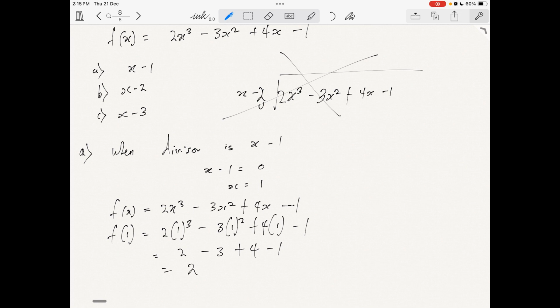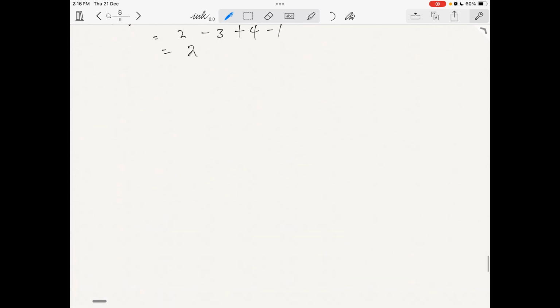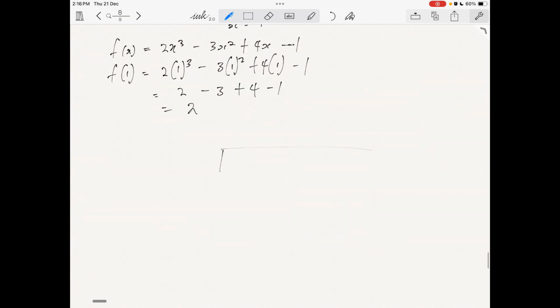Now, if we try our division method to check, I think we can just quickly do that. So we want to divide 2x raised to power 3 minus 3x squared plus 4x minus 1 by x minus 1. Let's quickly do this together as we have done before. We divide 2x raised to power 3 by x, we have 2x squared. Multiply 2x squared all through by x minus 1.